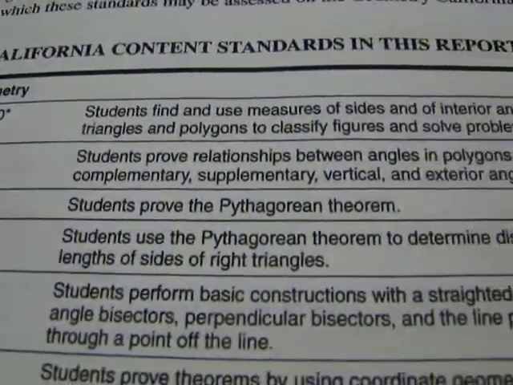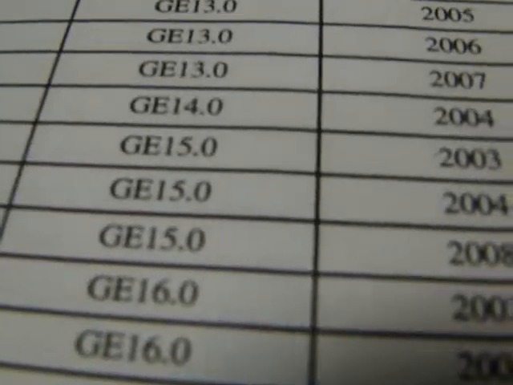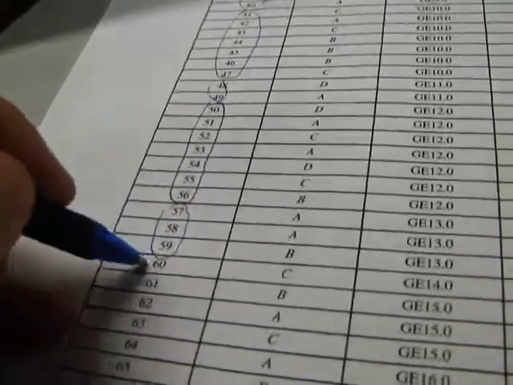Standard 14 is interesting. We only do one thing. We prove the Pythagorean theorem. So let's read it. Standard 14, students, prove the Pythagorean theorem. That's all it says. And Standard 14, as you can see, there's only one problem. Problem 60. Okay, let's look at it.